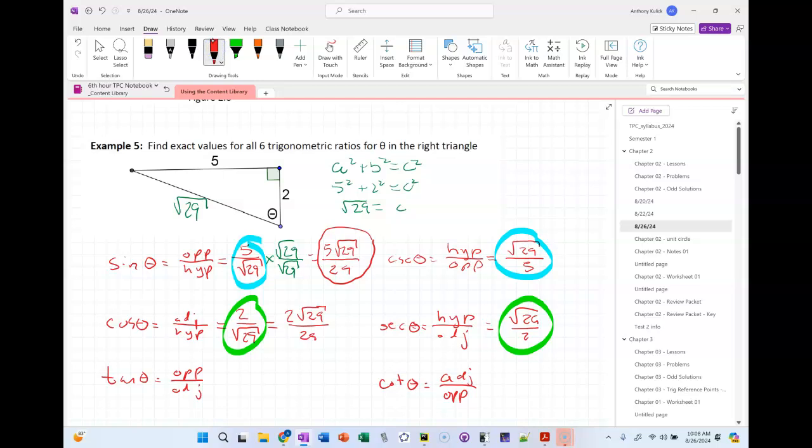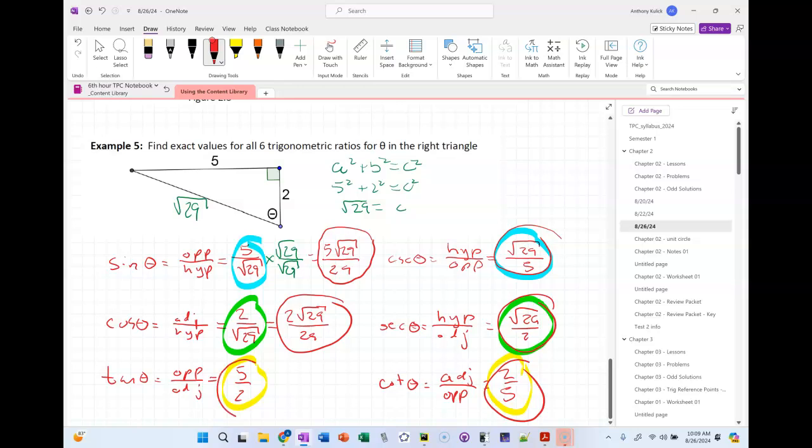All right. Who can do tangent? Yes, sir. 5 over 2. And on that same note, what's cotangent? 2 over 5. Just the reciprocal. Nothing fancy happening there. So the things I highlighted are what I used to get the other answer, but the things we circled were the finals, right? What do you guys think? Pretty okay?